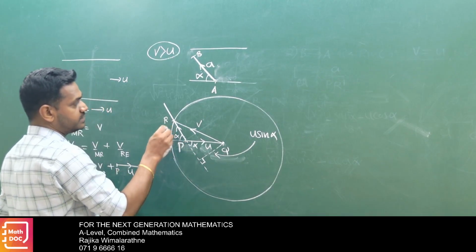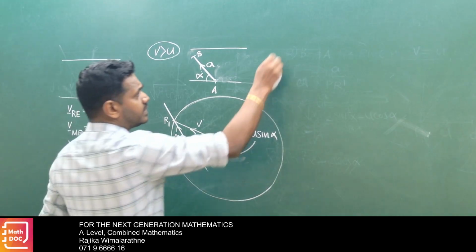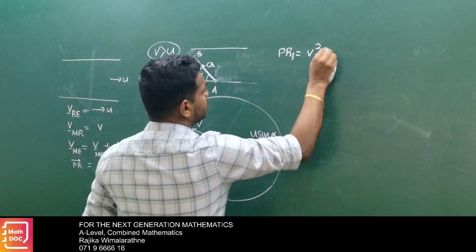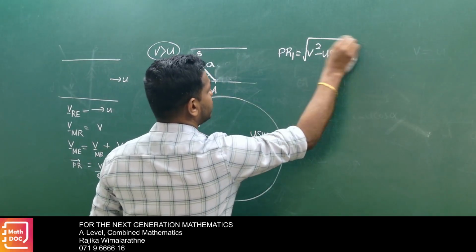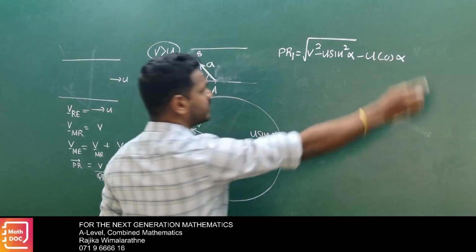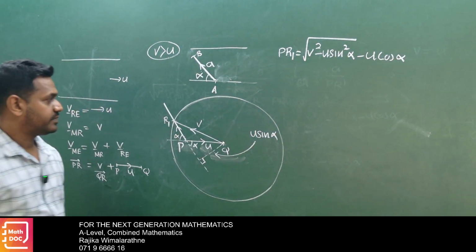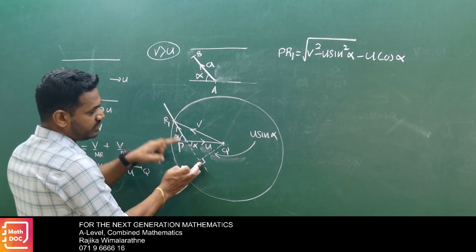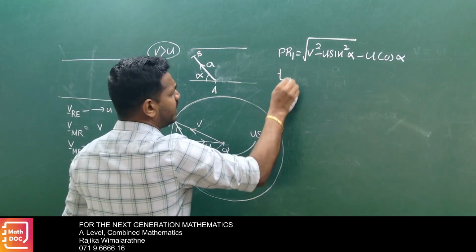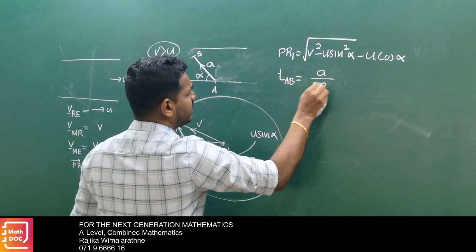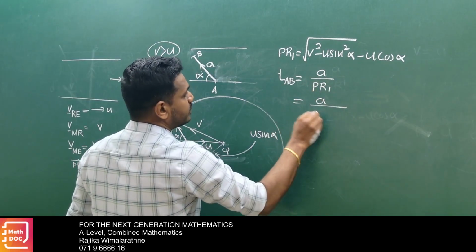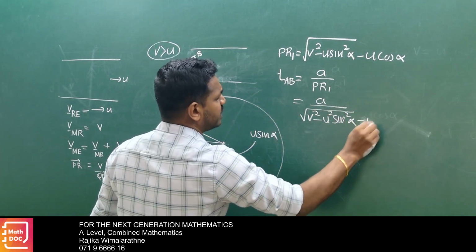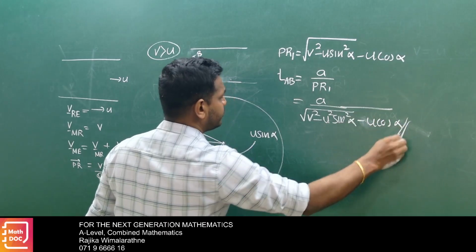Then PR, say R1, then PR1. Here this length is root of V squared minus U square sin squared alpha. By that, remove U cos alpha. Then here V, here U sin alpha, then root of V square minus U square sin squared alpha minus U cos alpha. Then trying to move from A to B, A divided by PR1, then A over root of V squared minus U squared sin squared alpha minus U cos alpha. Here is the time taken now.